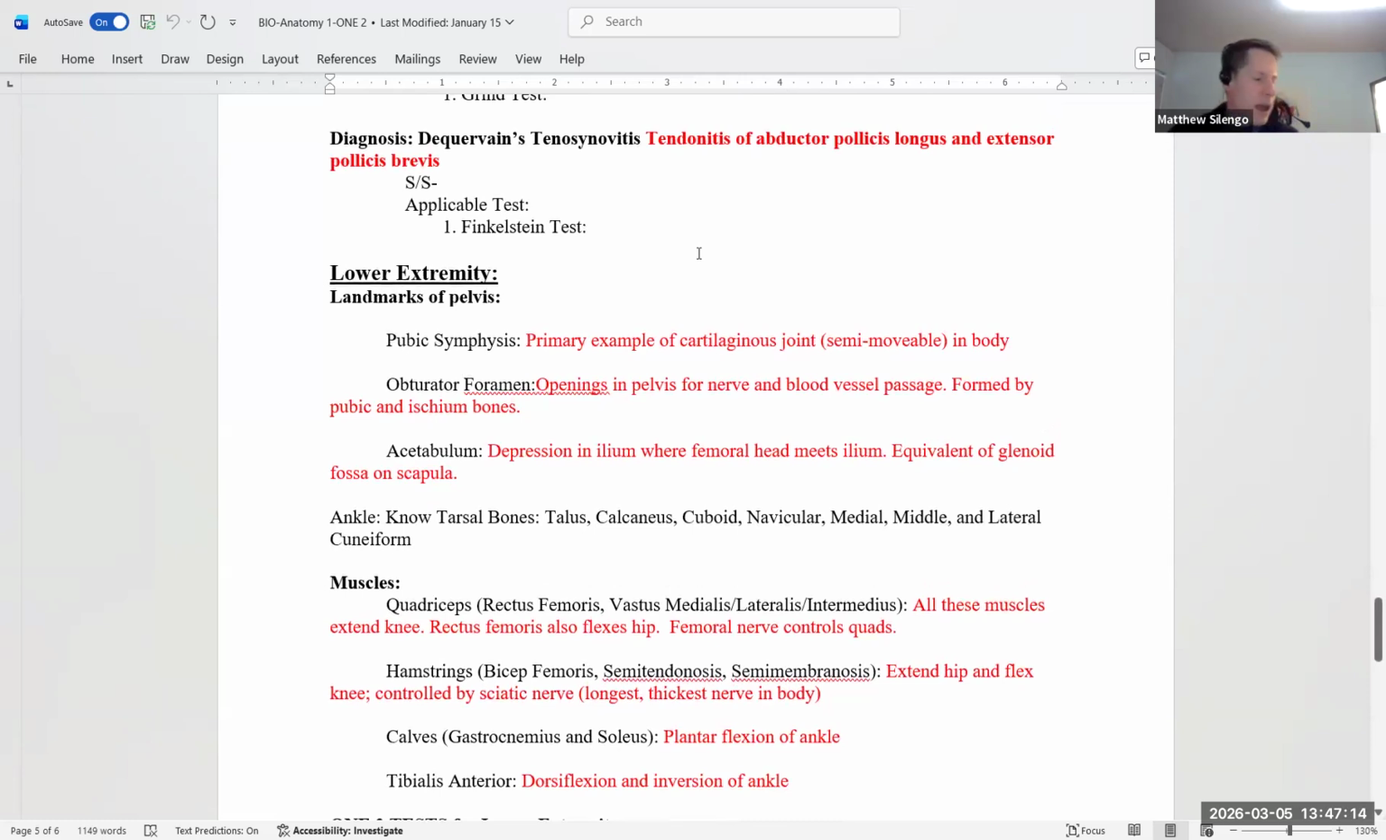All right. And then lastly, as far as the upper extremity goes, this is one that is very straightforward, but it is also one that people sometimes miss a lot because of all the different names. Notice that the condition is called de Quervain's tenosynovitis, and that's tendonitis of the abductor pollicis longus and extensor pollicis brevis tendons. So those are these tendons out here, the ones that help abduct and extend the thumb joint. So these ones out here.